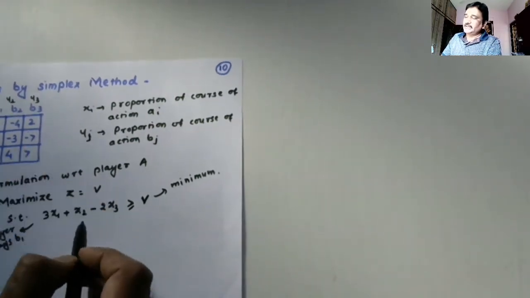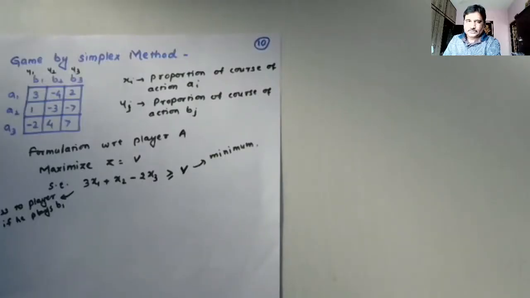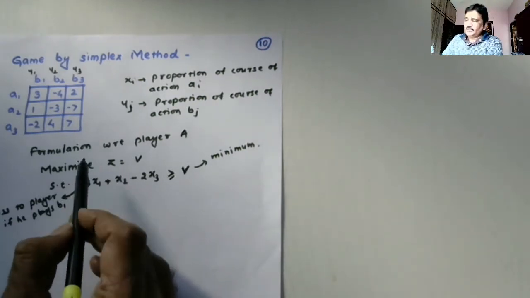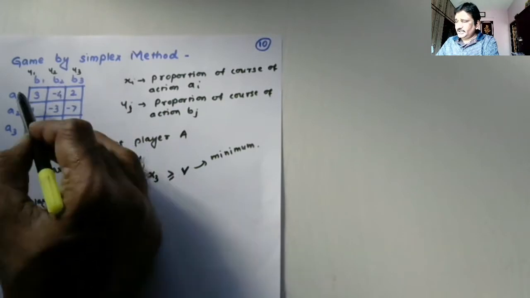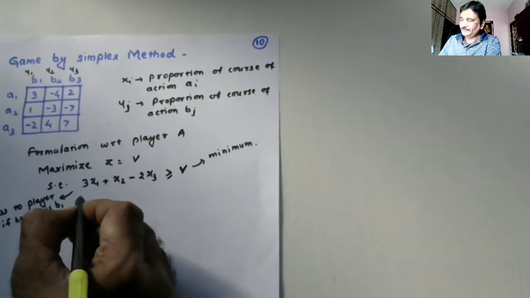Once you are convinced with this, writing another constraint, for example for B2, will be on the same lines. So we'll be writing the constraint for B2 on the same lines. What it will be now: the loss to player B, if he plays B2, will be minus 4x1 minus 3x2 plus 4x3.